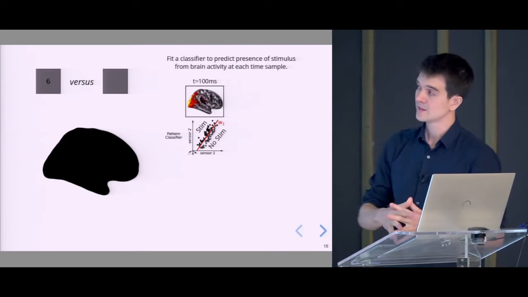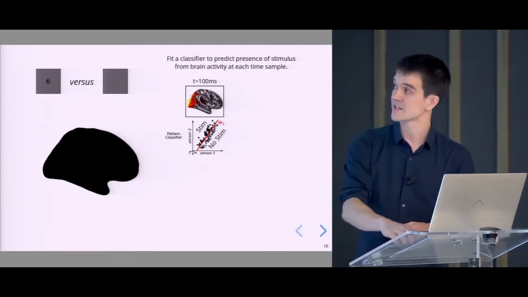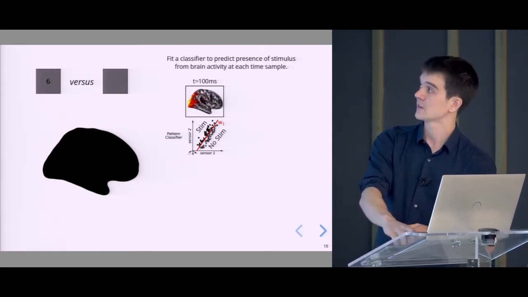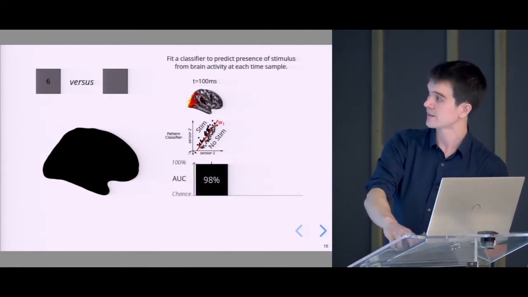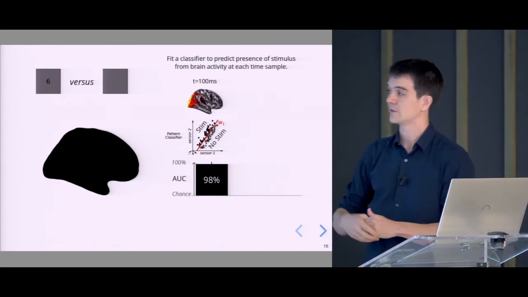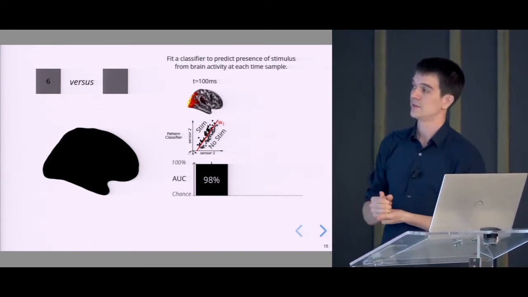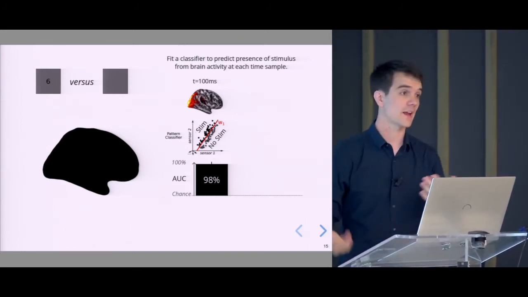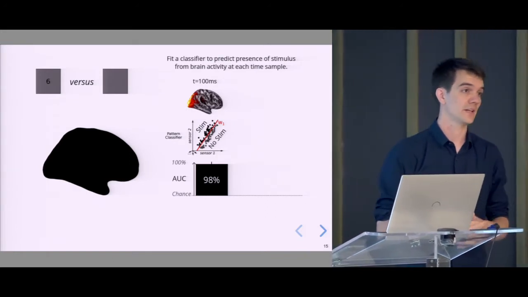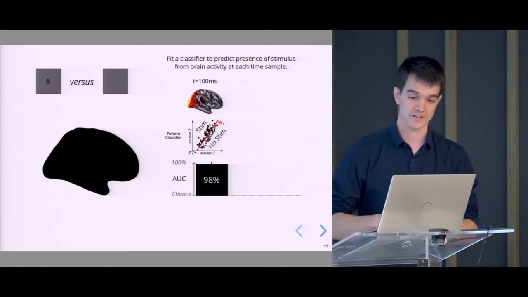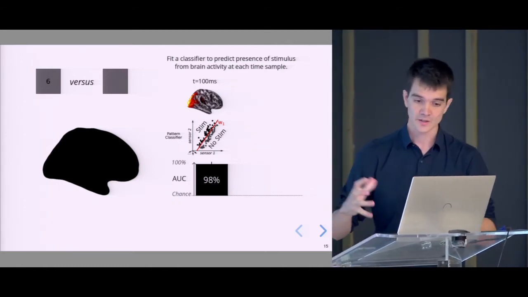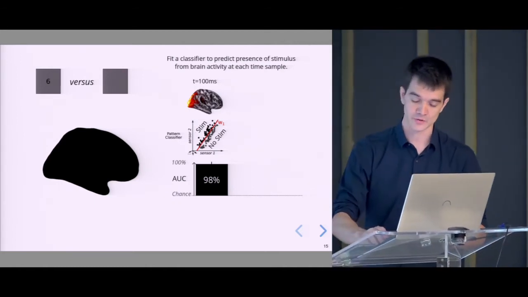So if we fit a classifier at, let's say, 100 milliseconds after stimulus onset, we have a hyperplane across our different sensors or different voxels in the brain, and we get an accuracy or an area under the curve of 98%. So pretty much on every single trial, we can predict accurately that there was a stimulus given the brain activity. And that's using a simple classifier trained at a unique time sample.